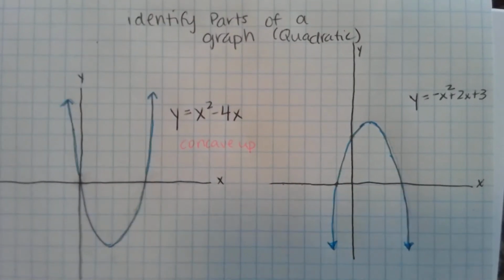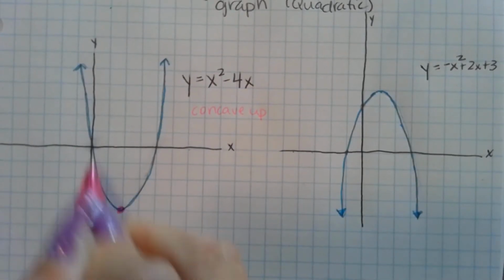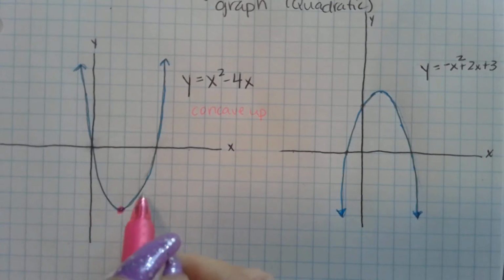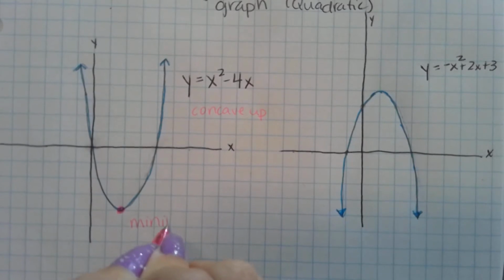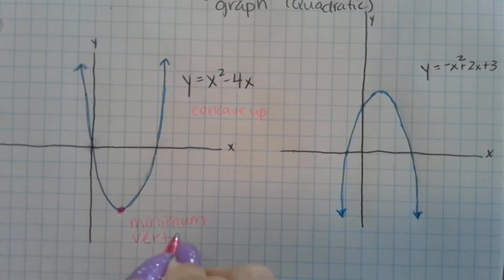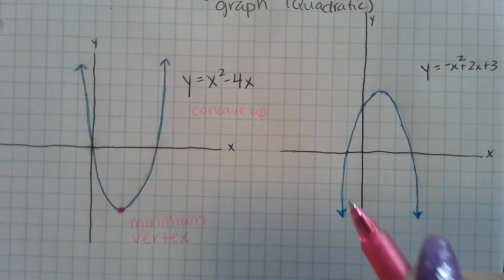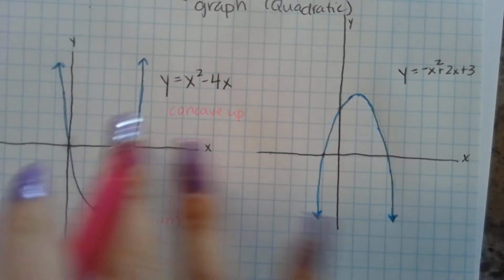And then let's go ahead and look at this point right here. This is something that stands out. This is at the bottom. So if this is at the bottom, this is going to be your minimum. And this point is also known as your vertex. Okay? So let's go ahead and look at this one and try to identify, okay? And we're going to come back and look at these.